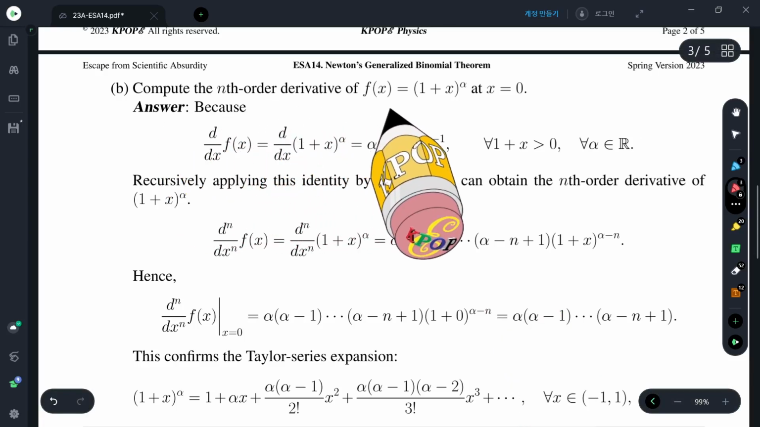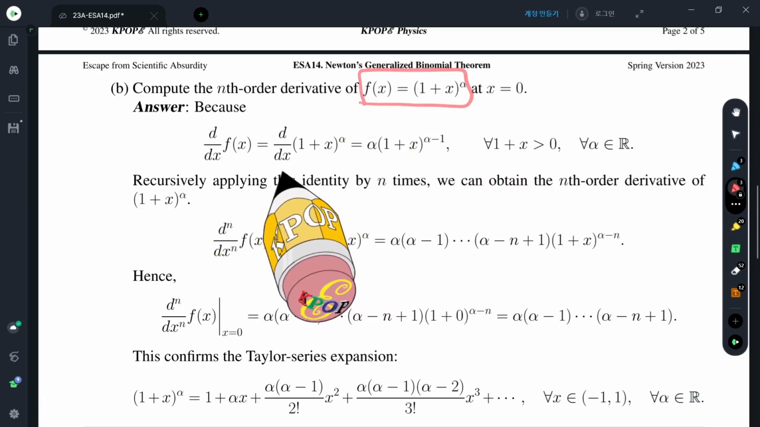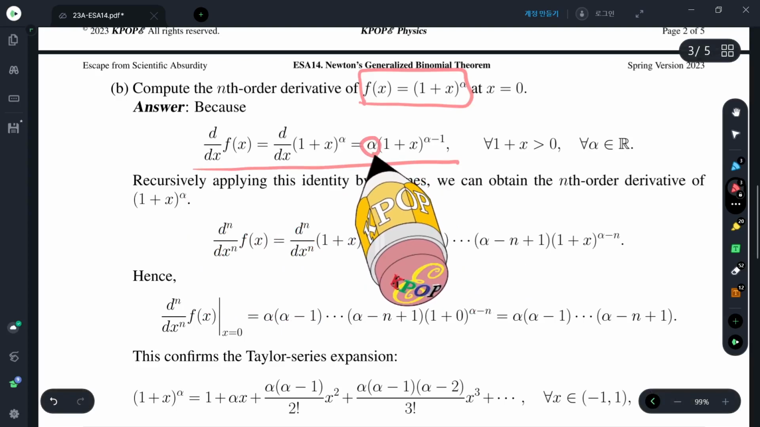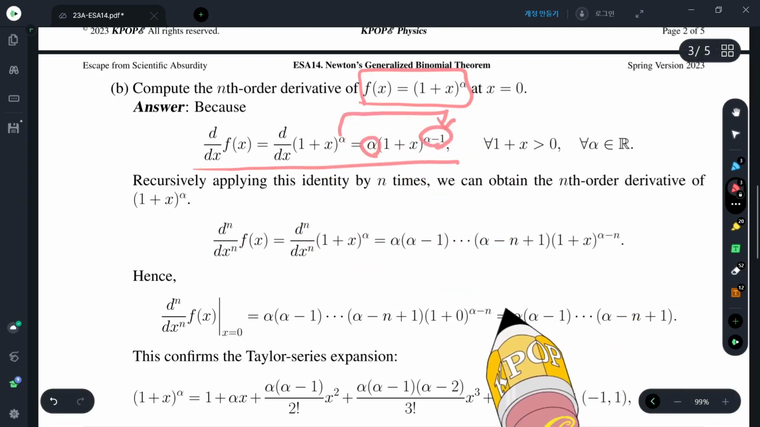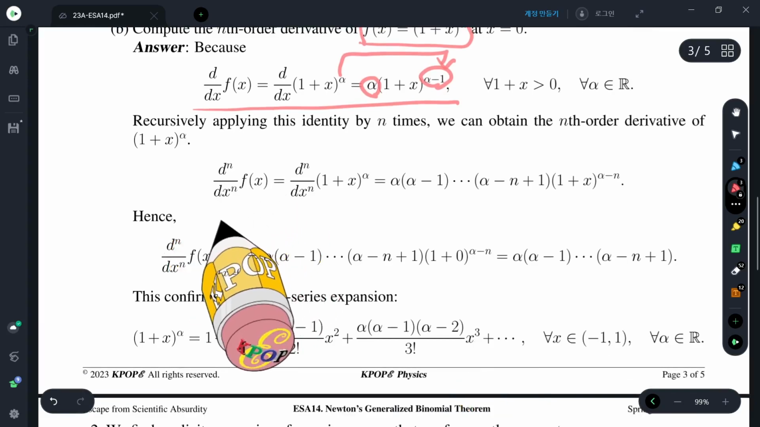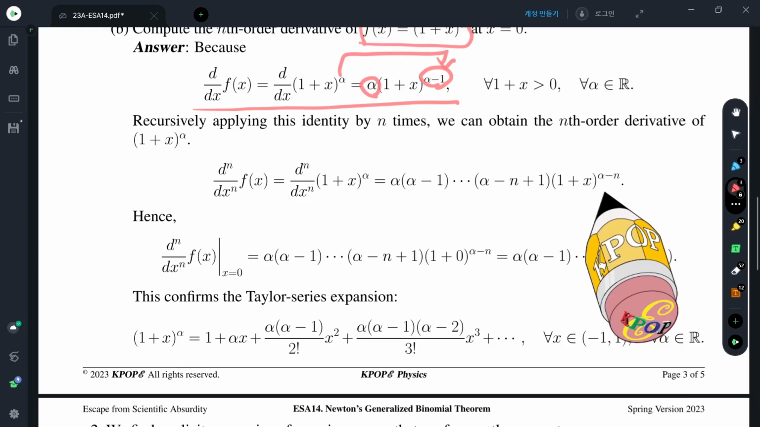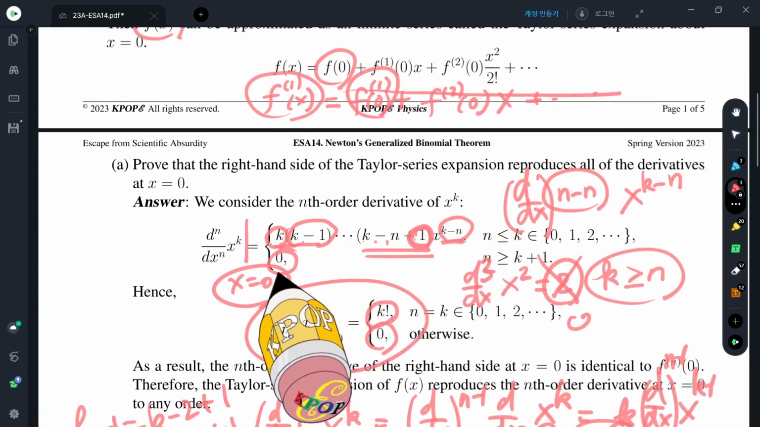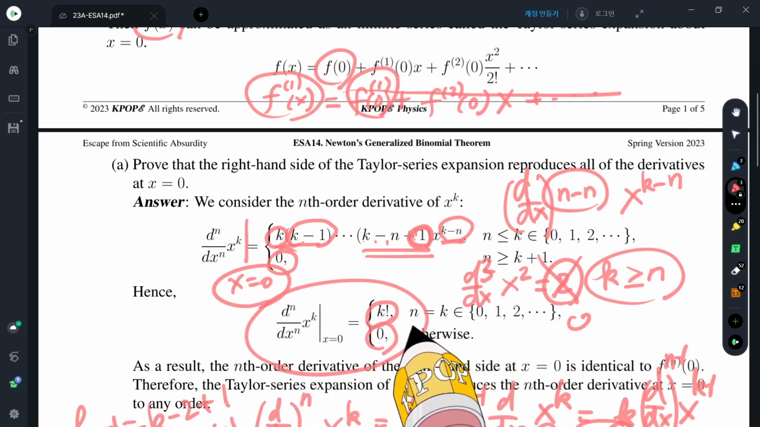Compute the nth order derivative of this. Okay, so the first order derivative brings down alpha, and the power is shifted by alpha minus 1. Nth order derivative, this. By the way, if k is an integer, it terminates at some point at k equals n.